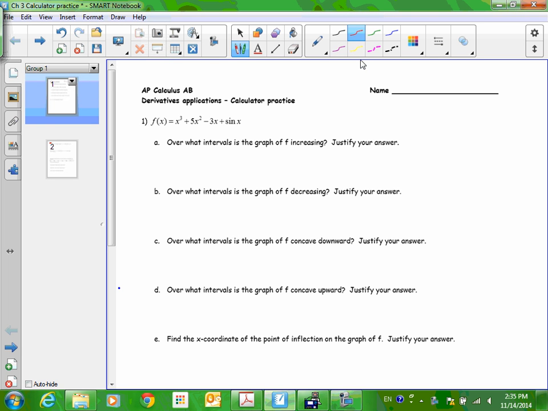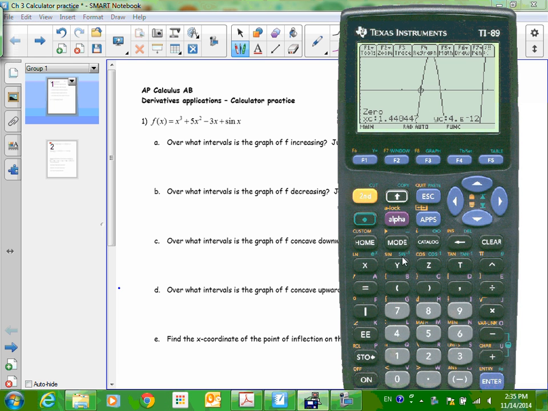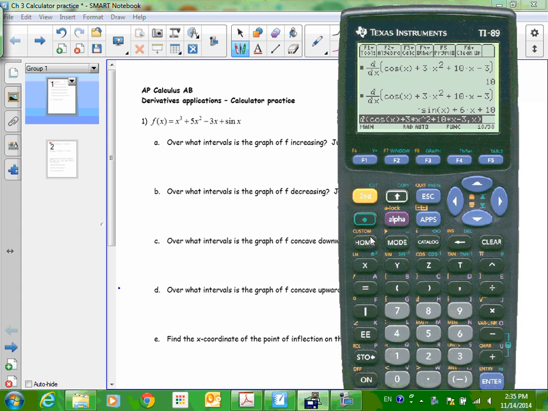Okay, so we're going to be using the calculator for this lesson, so let's all make sure our calculators are where they need to be. Alright, so what I would like for you to do is go home, press the home key on your calculator.